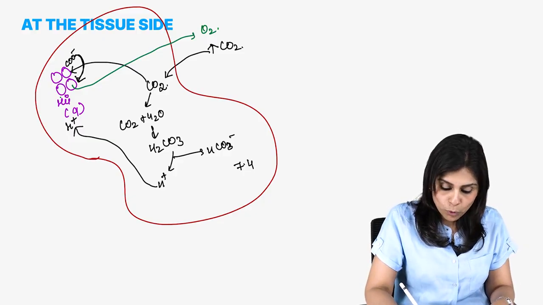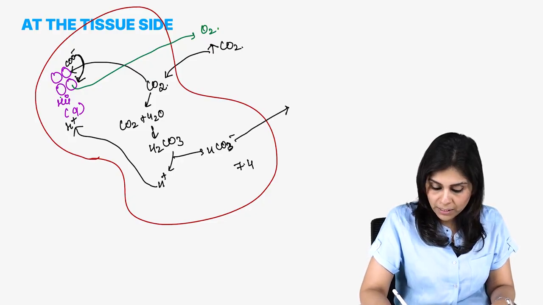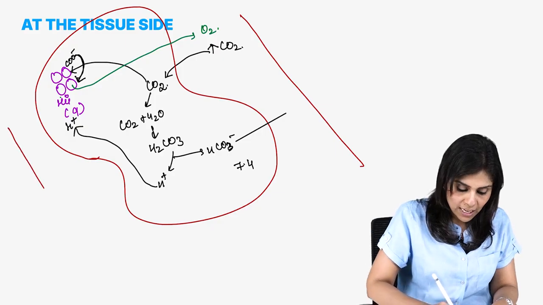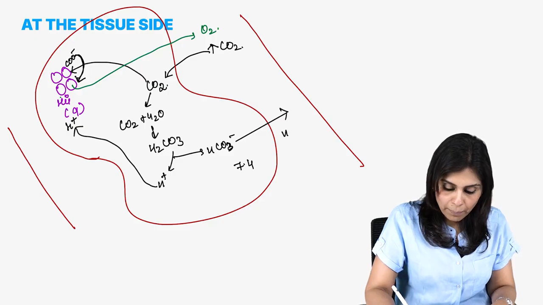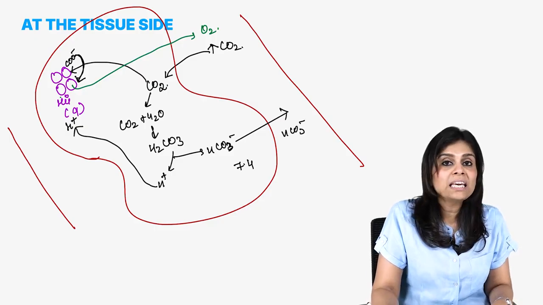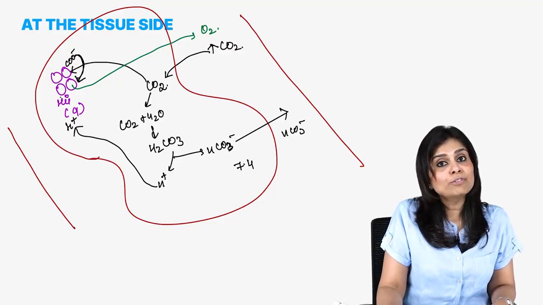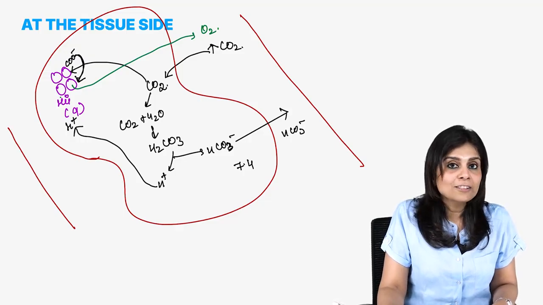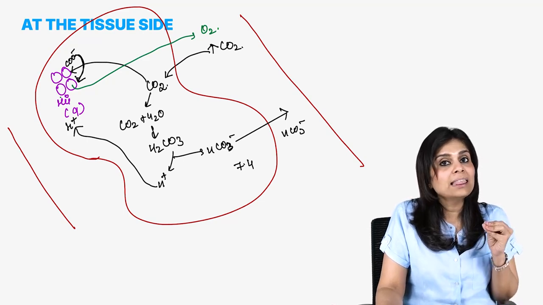And what will happen to the bicarbonate that is formed? Bicarbonate comes out of RBCs and it reaches the circulation. Do you all understand what I'm trying to say? From RBCs, if bicarbonate comes out, where will the bicarbonate be now? It will be in plasma. So if you ask what is the major form in which carbon dioxide is transported in blood, it is transported as dissolved form, as bicarbonate in the blood.